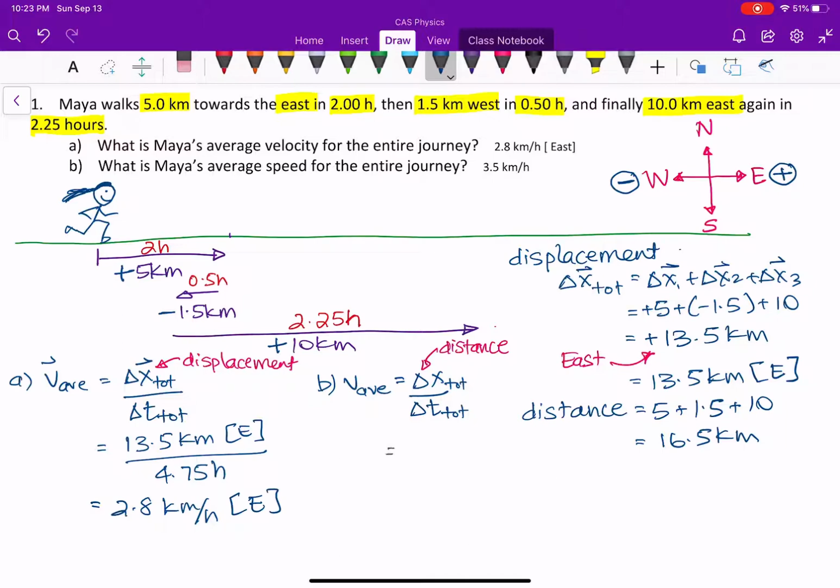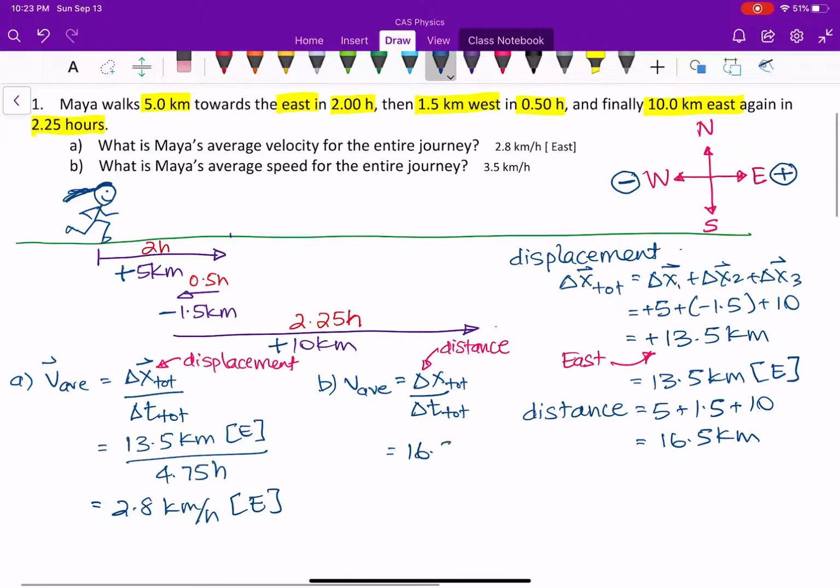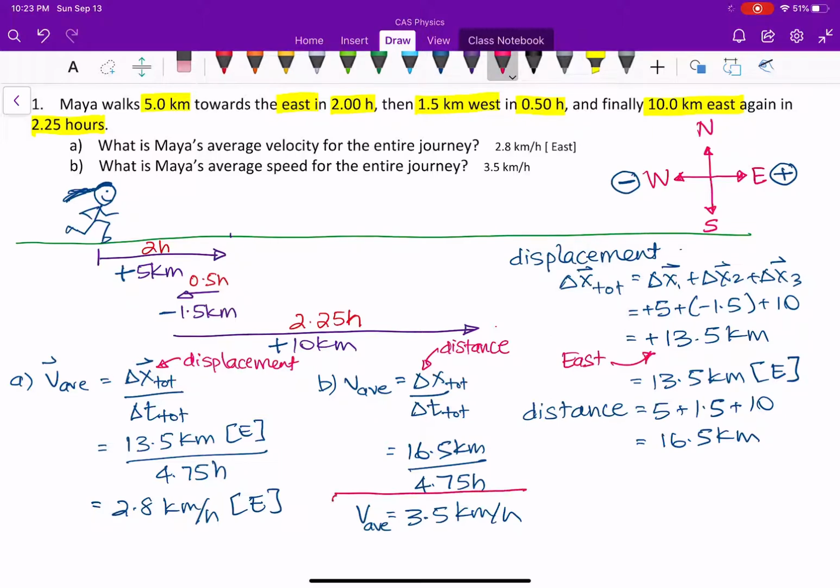So then when I go to find my average speed, it's going to be 16.5 kilometers divided by 4.75 hours. It still takes the same amount of time, 4.75 hours. And when I calculate that, I think I end up getting 3.5 kilometers per hour. And I'm not going to include a direction because speed has no direction. Okay, so these are our two answers: average speed for part B and average velocity, v_av, for part A.